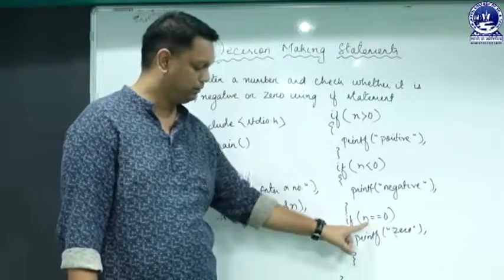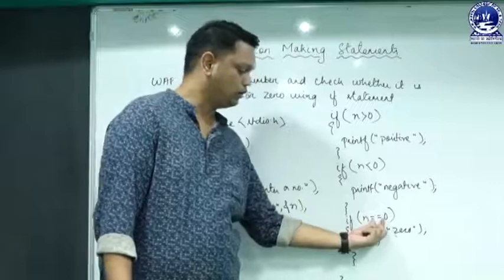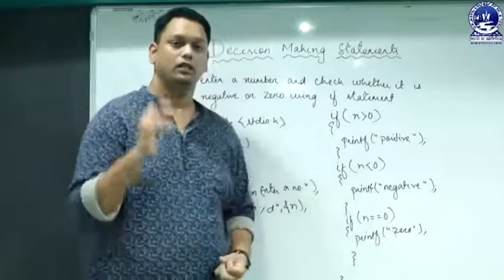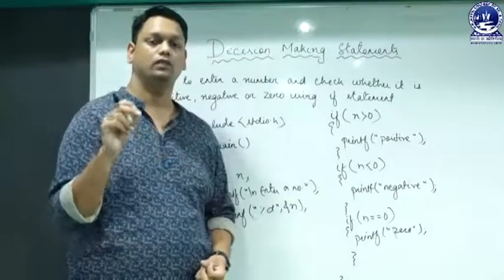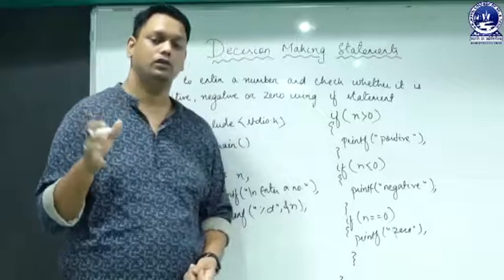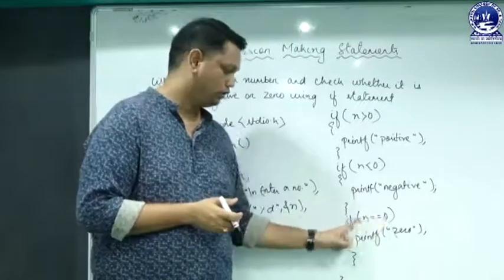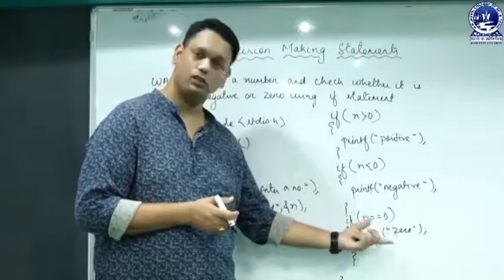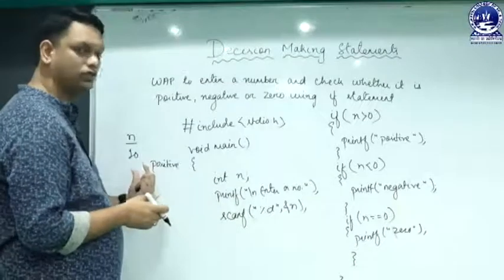Next here it will check if 10 is equal to 0. Why are we using double equal to? Because single equal to is an assignment operator, but double equal to is a conditional operator. So wherever we are checking any condition, there we will use double equal to. So 10 is equal to 0, false, so it will not enter here. So we have got the answer positive. So 10 is a positive number.